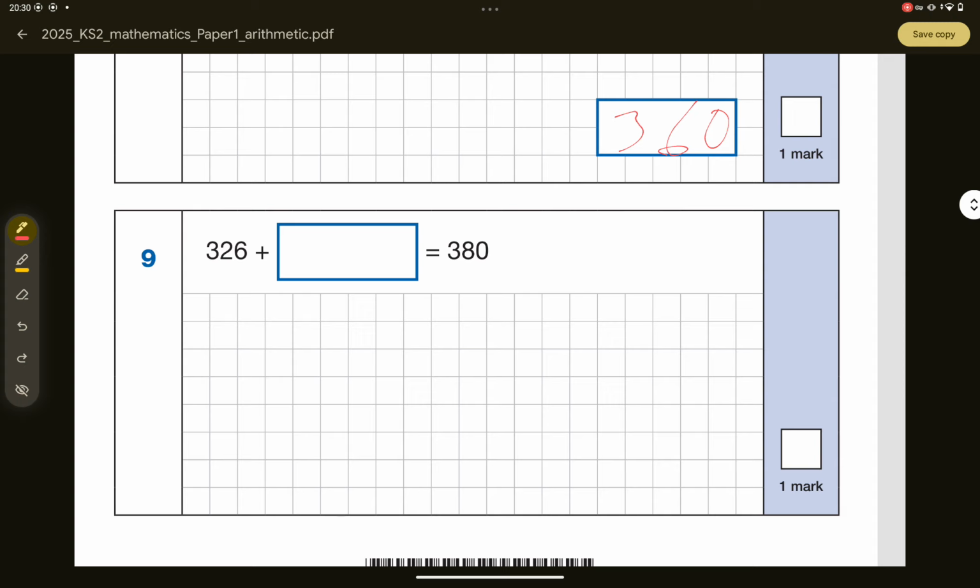326 plus blank equals 380. Well, you can round this to 330 and do 380 minus 330, which equals 50. And then add another 4 because we added 4 too many on this one. So plus 4 equals 54. Also, don't write on the blue part of the page. I'm just doing it to show you how to do it in your head.